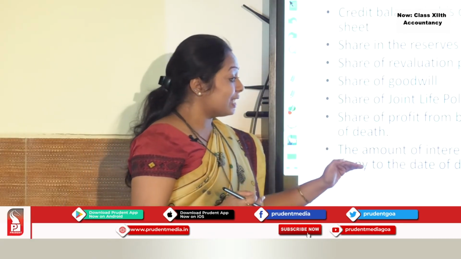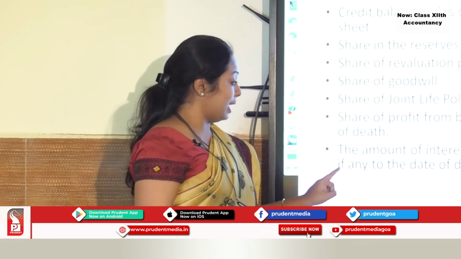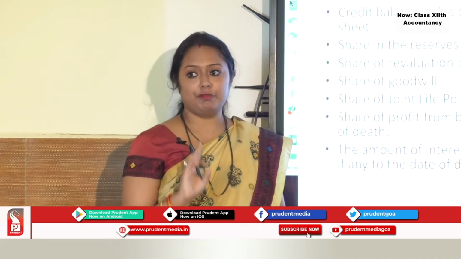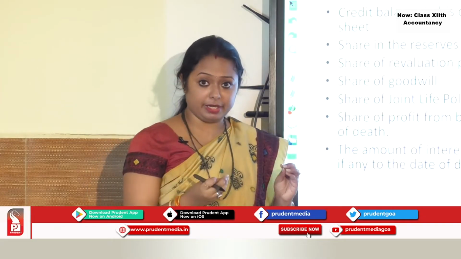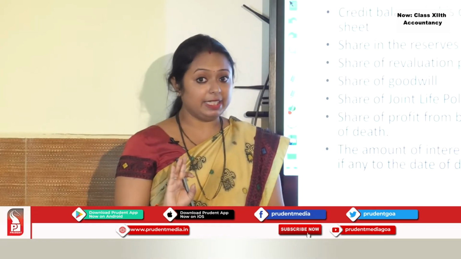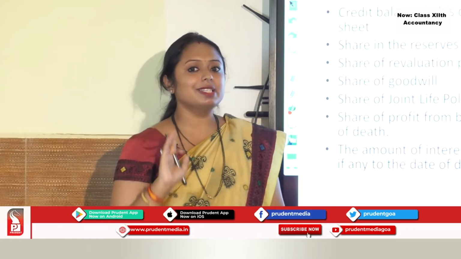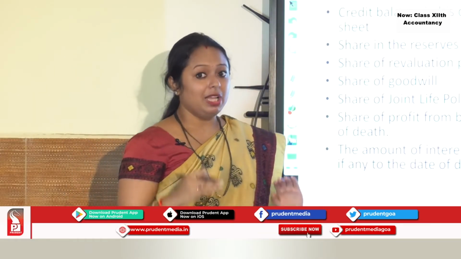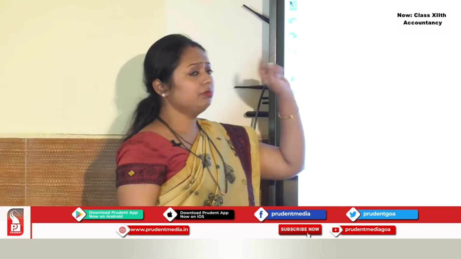Then next one, the amount of interest on capital, salary or any other remuneration, if any, to the date of death. Till the date of death, if the partnership deed provides for any interest on capital, salary, remuneration, all this will be credited to whose account? Deceased partner's capital account. Is it clear, students? So these are all the items which will be credited to the deceased partner's capital account. So this is your A part. Now we will see B part.